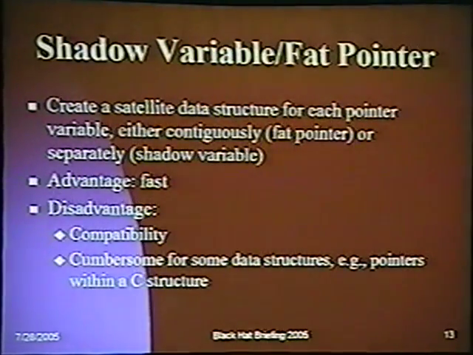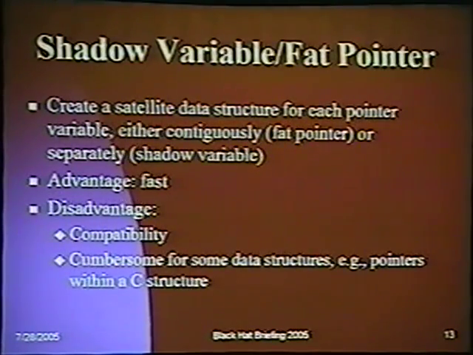An alternative approach to the Splay Tree implementation is to use a shadow variable, or so-called fat pointer. It's just a matter of whether you maintain a satellite data structure for every pointer variable, and whether it is located consecutively together with the pointer, or stored someplace else. So whenever you want to access something, instead of looking up in a Splay Tree, the corresponding satellite data structure contains all the information you want, and then you can do your check accordingly.